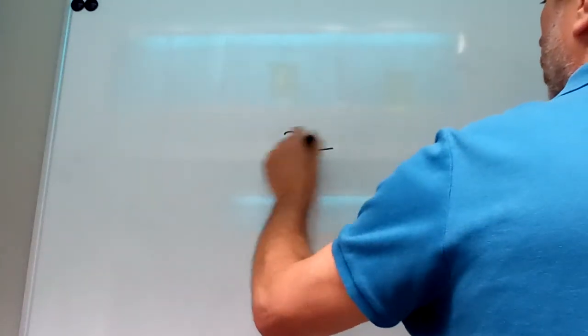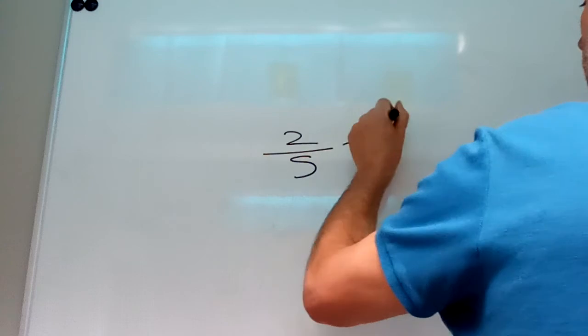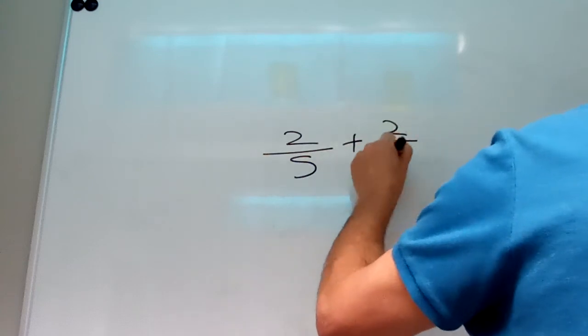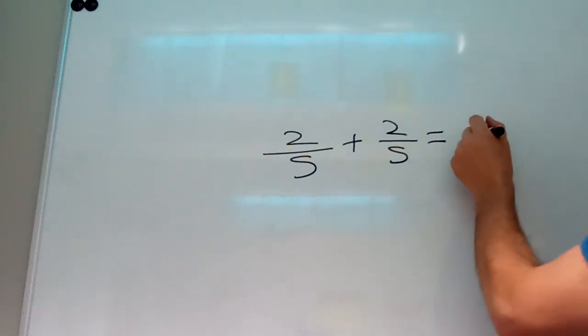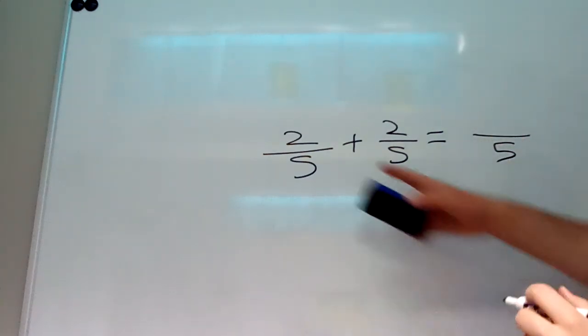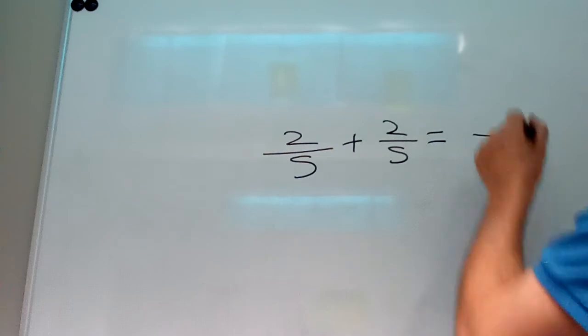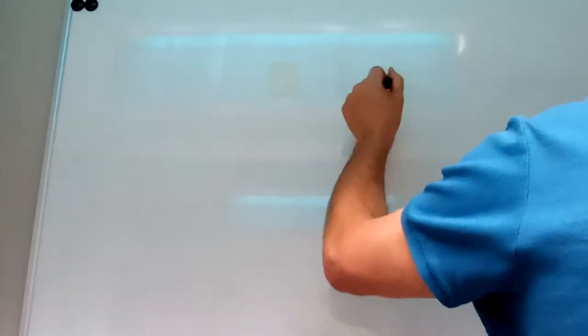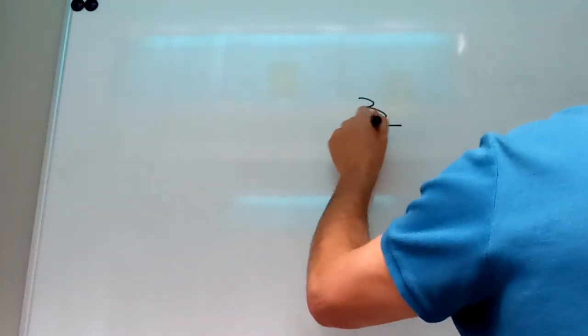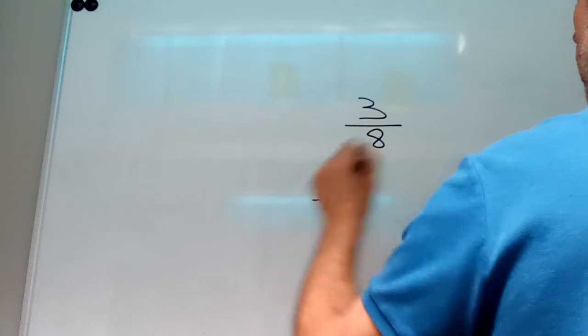Okay, so if I go with 2/5 plus 2/5, well, I've got a common denominator of 5, so it's going to stay 5, and all I have to do is add my numerators. 2 plus 2 is 4, 4/5. Almost too easy, right? So let's try 3/8, and we're going to add it like this. We're going to draw them like this.